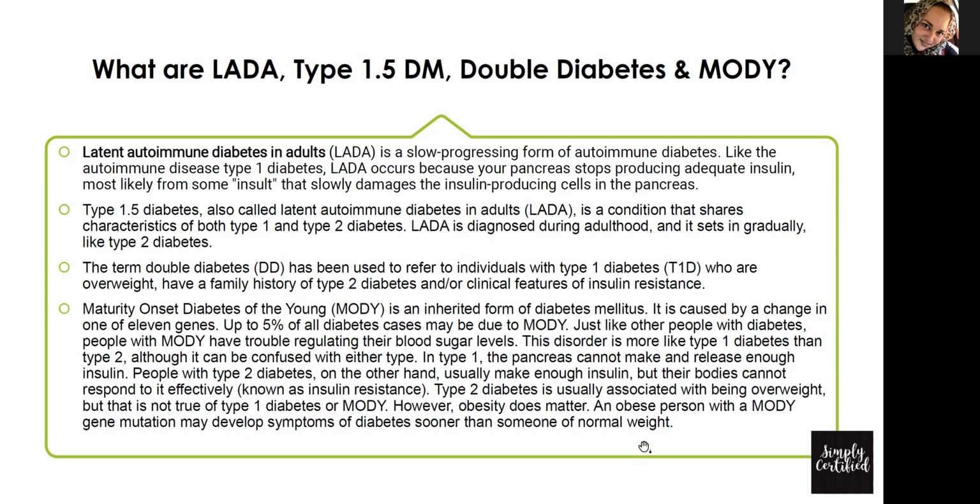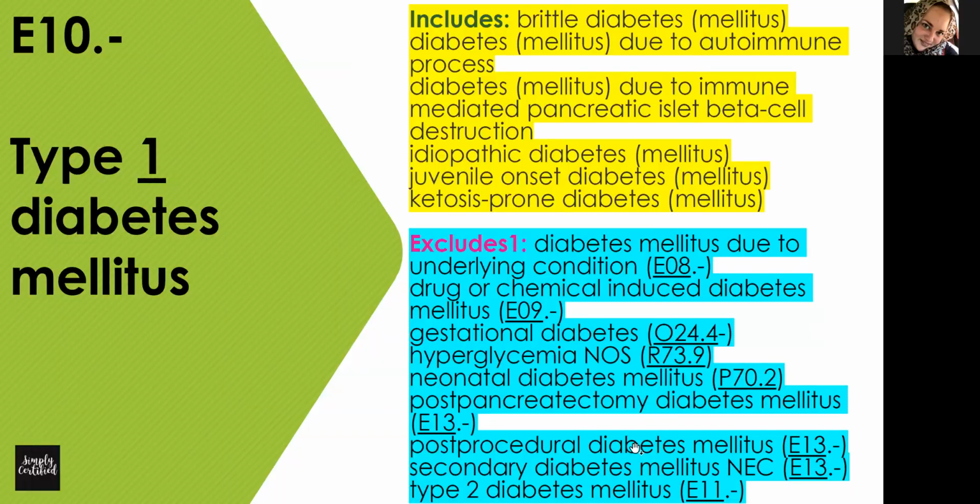So you can actually delay the onset of symptoms with MODY by maintaining a healthy lifestyle. But it's genetic, so there's not much you can do about it. It's not like type 2, where there's a high chance you can prevent it. Enough rambling about that. All right, from the code book again, category E10, this is your type 1 diabetes.